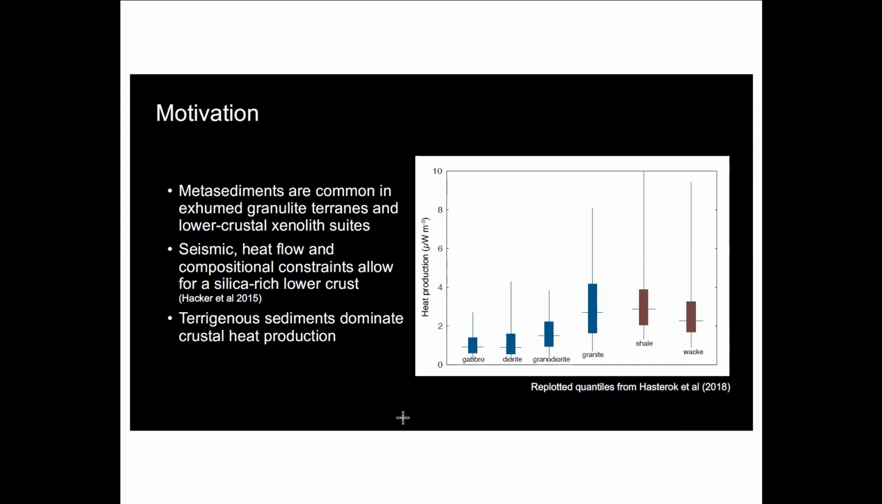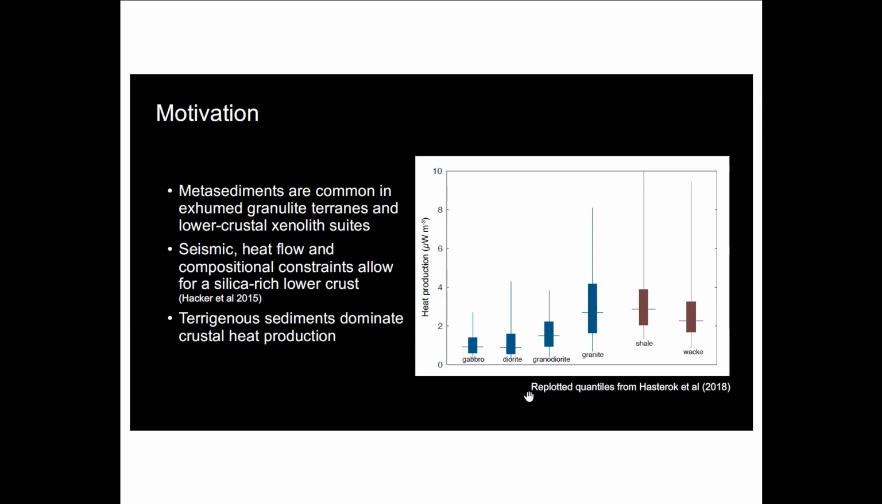Why is this important? Well, two reasons. Firstly, the available seismic, heat flow, and compositional constraints suggest that there may be significant proportions of this type of material in the lower crust, coming from work from Brad Hacker in 2015. Another reason is that such rocks, shales and sediments, tend to dominate heat productivity in the deep crust.